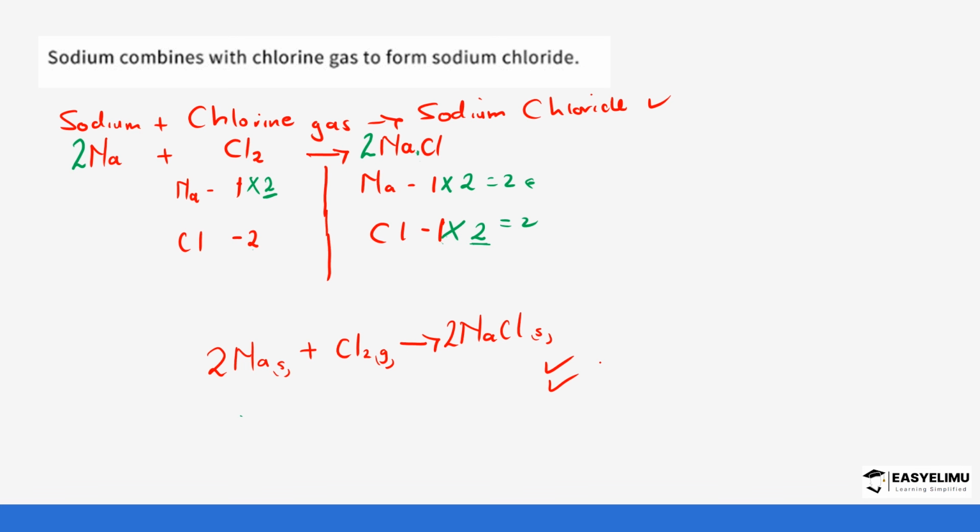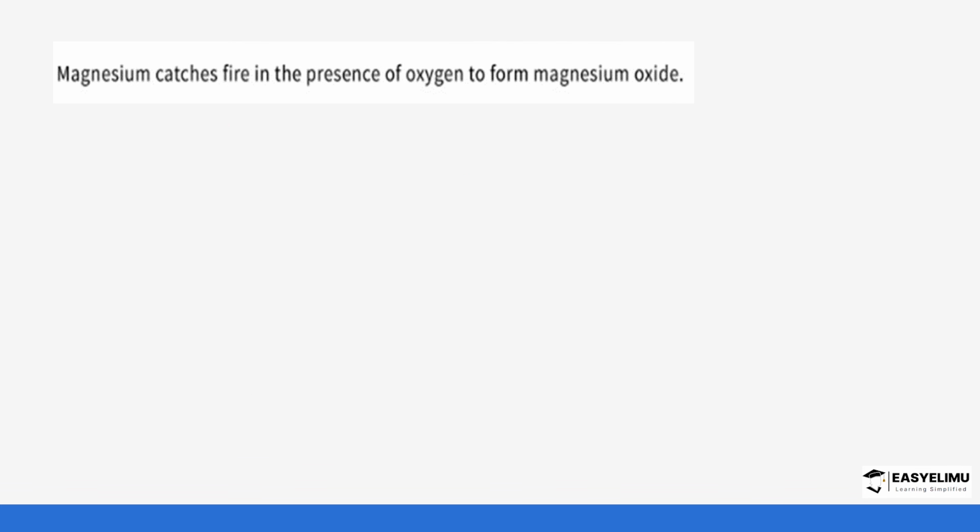Let's do one more example. Magnesium catches fire in the presence of oxygen to form magnesium oxide. So we are reacting magnesium with oxygen gas in the air to form magnesium oxide.